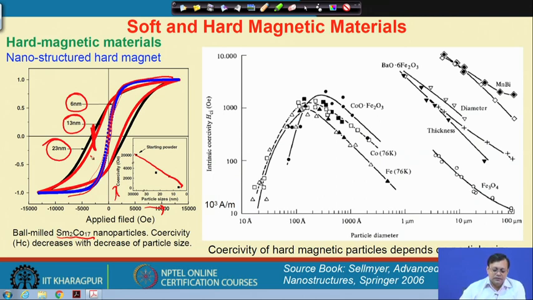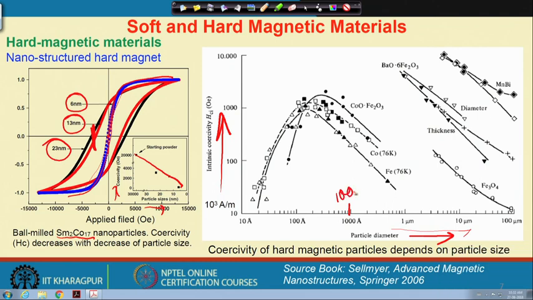Now, similarly, the intrinsic coercivity Hc we can plot against particle diameter. Particle diameter increases along that direction in a log scale. So, here I have let us say 1000 angstrom or 100 nanometer. In this case it is 10 nanometer, and here it is 1 nanometer.